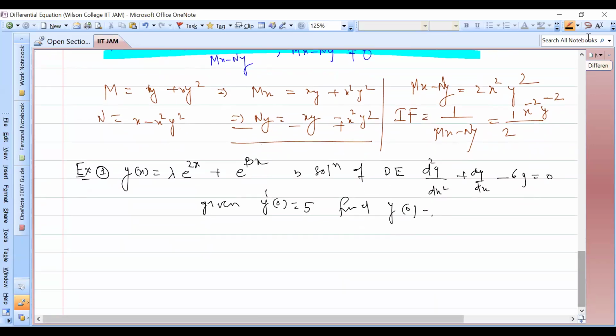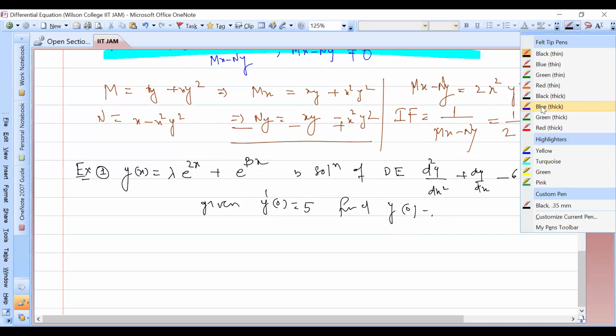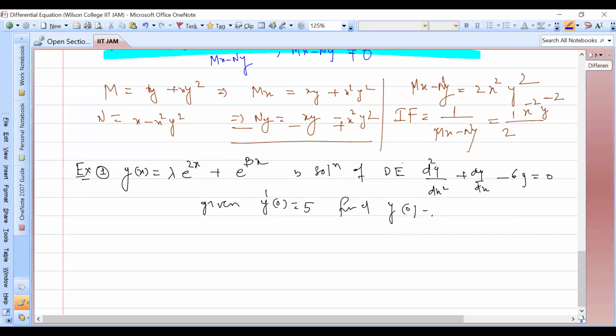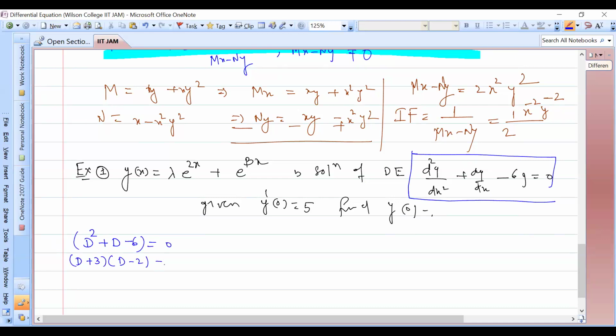You are familiar with complementary function and auxiliary equation, etc. Yes, sir. So how to solve it? Sir, first we will solve the differential equation, and we will get roots 3 and minus 2. Yes, so beta will be minus 3. The value of beta, yes. Then we will take its derivative and substitute x equal to 0. Yes. So everyone can get the solution.